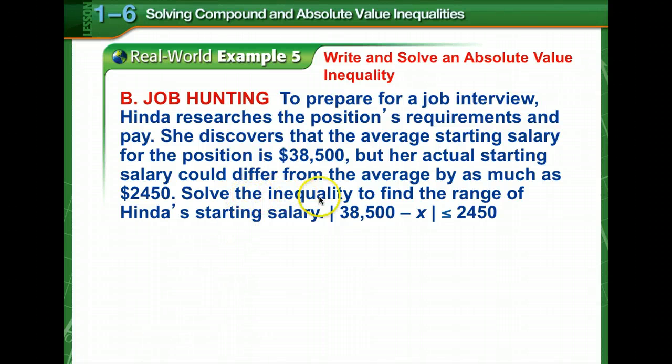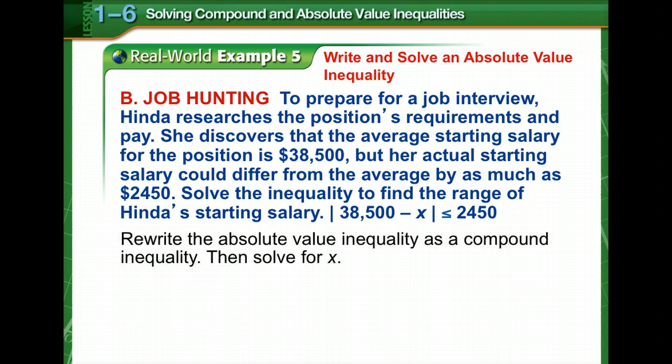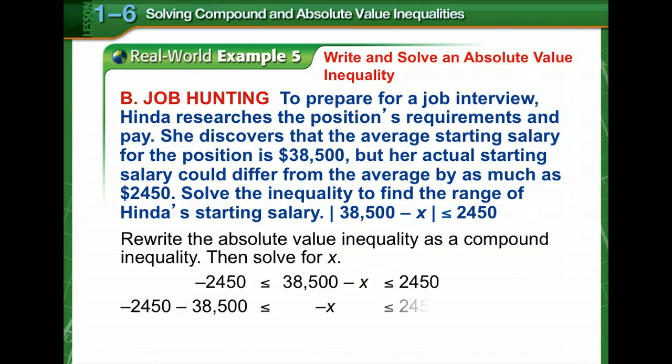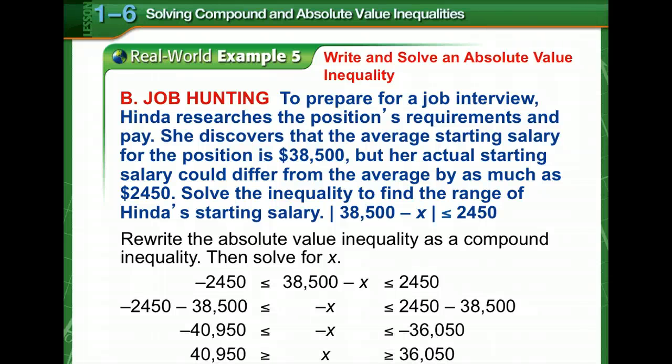Now we're asked to solve the inequality to find the range of Hinda's starting salary. So we're going to rewrite the absolute value inequality as a compound inequality and then solve for x. Okay, so we could have it greater than or equal to -2,450, or it could be less than or equal to positive 2,450. Subtract 38,500 from both sides, and then divide every term by -1.